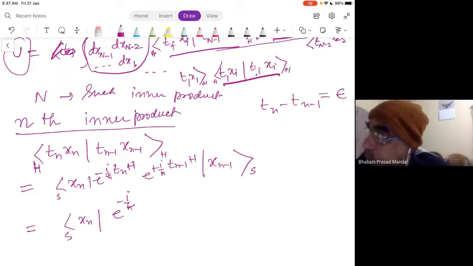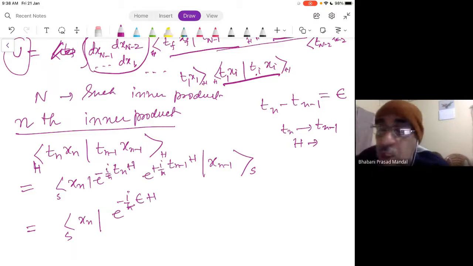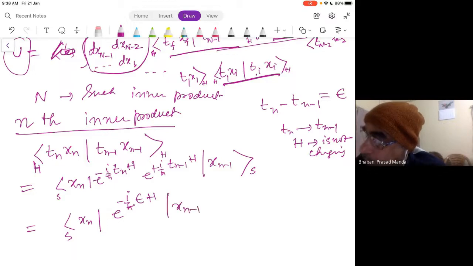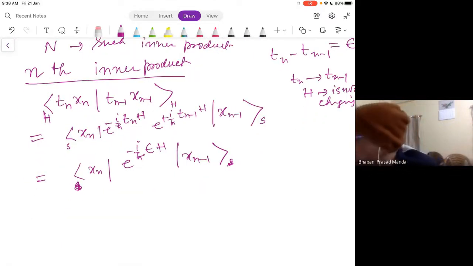Because I divide by n and then we define epsilon, so epsilon times H. Here, this first H is at time T_n, the second H is at time T_{n-1}, and we are assuming T_n to T_{n-1} is infinitesimally close and Hamiltonians are not changing. So that is the reason I break into the smaller pieces. So H is not changing, or it's the same in this infinitesimal time change. Okay, so this is x_{n-1} Schrodinger. So let me omit Schrodinger now. Okay, so this is the quantity you have to calculate.